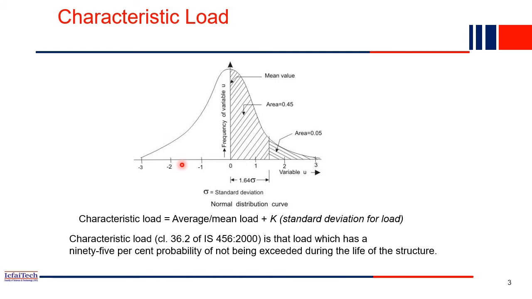Because while designing a structure we have to give one single value, right? Either it may be 2 members or 5 members or 8 members or 10 members, whatever it may be. We have to assign some fixed values. So what the code says in the clause is that you draw this type of distribution curve and make sure that 95% of the time the load is below the characteristic load, that value we will take.